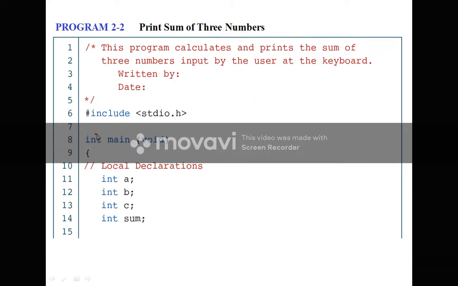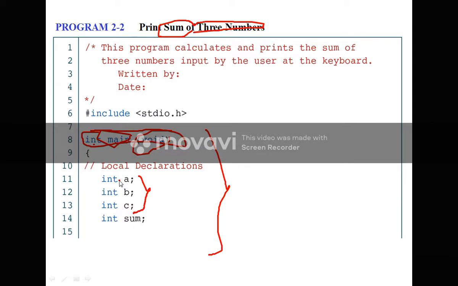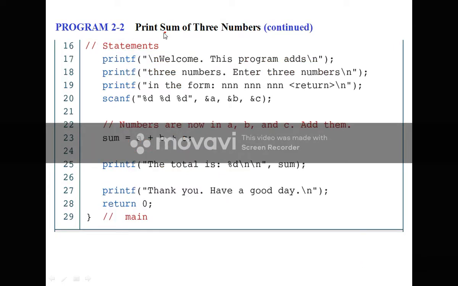Okay, next section is the main program section. Here we are writing our main program. Int is the data type, main is our main program name, which returns nothing. After that, the program is for the sum of 3 numbers, so we have to take 3 variables having data type integer, and sum is another variable to store the result. Sum also has data type integer. So this is the further part.